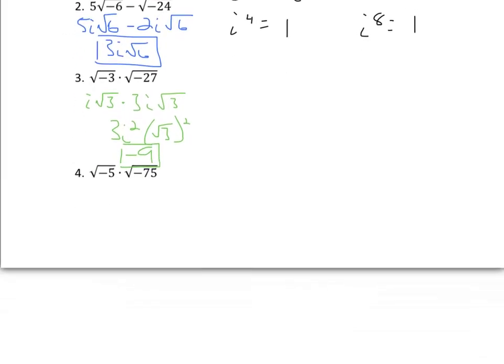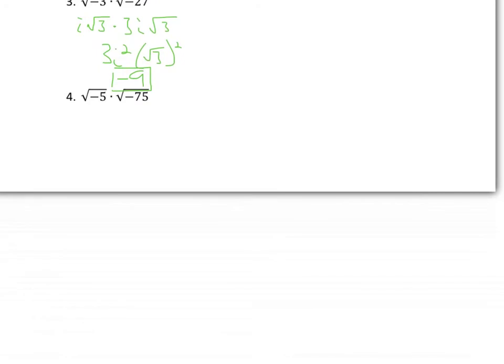All right, same idea here, number 4. We've got -5, so that's going to be i root 5 times 5. Oh, sorry, not 5. I need the eraser.